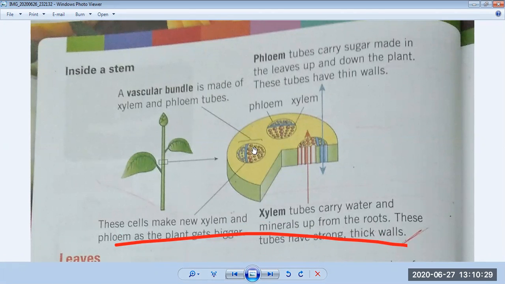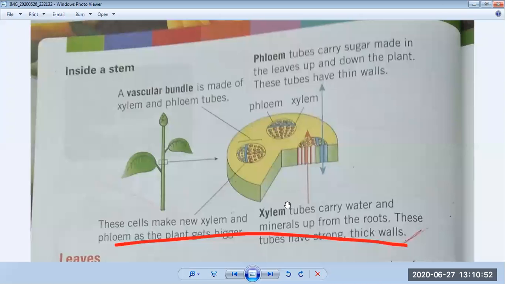Inside that, this is the structure inside the stem. So these are xylem and phloem cells. You can also see in the diagram, these are phloem and these are xylem. Collectively, they both are called vascular tubes. So they are present inside the stem. Phloem tubes carry sugar made in the leaves up and down the plant. These tubes have thin walls.